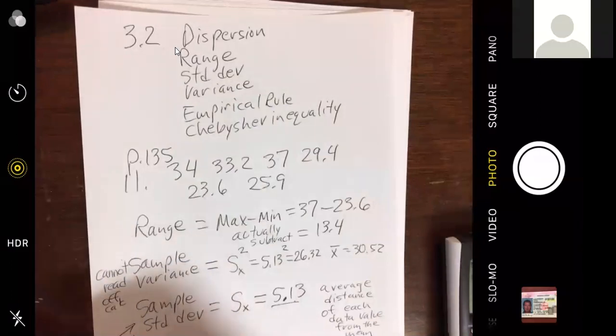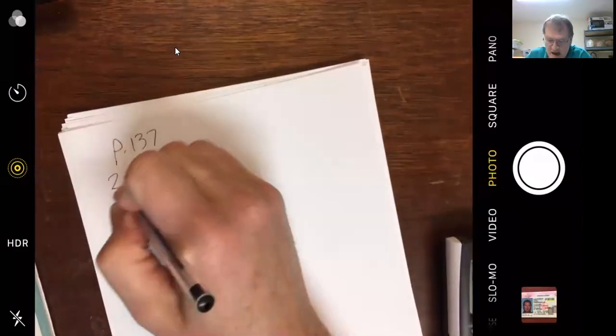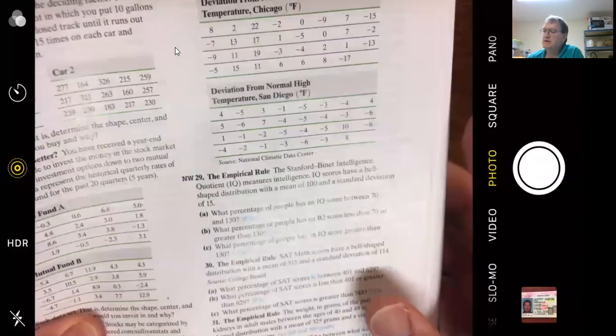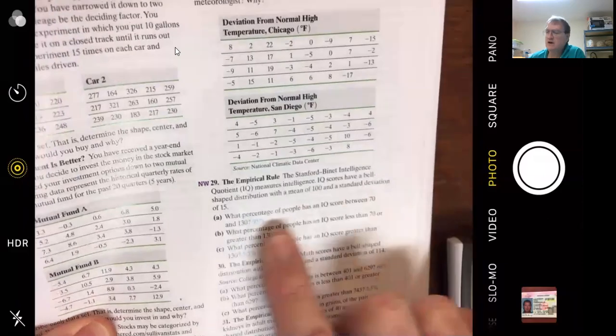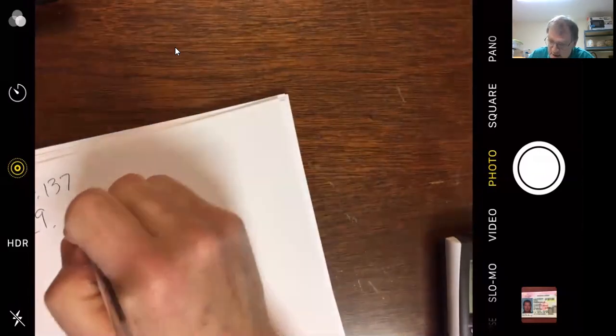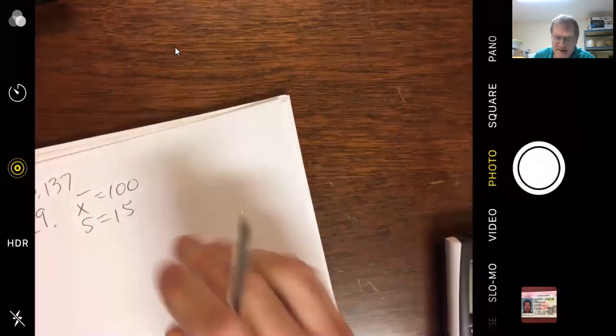Sure. Okay. Well, we'll go with the empirical rule first. Why don't we try page 137, problem 29. All right, and this is about the Stanford-Binet intelligence quotient test, your standard IQ. They say it's bell-shaped with a mean of 100, standard deviation of 15. All right, let's stop there and see if you understand what that means when they tell you it's bell-shaped.